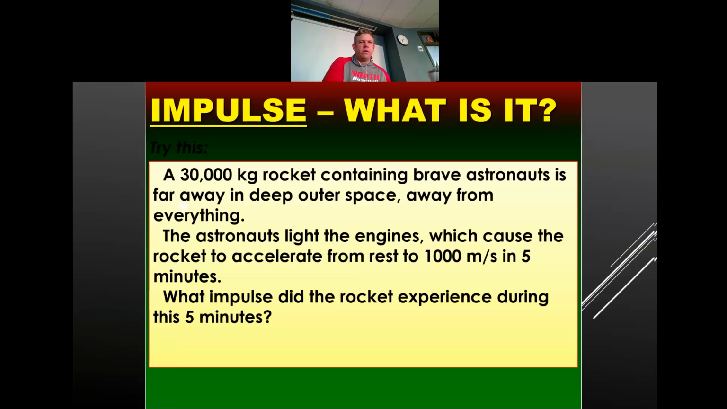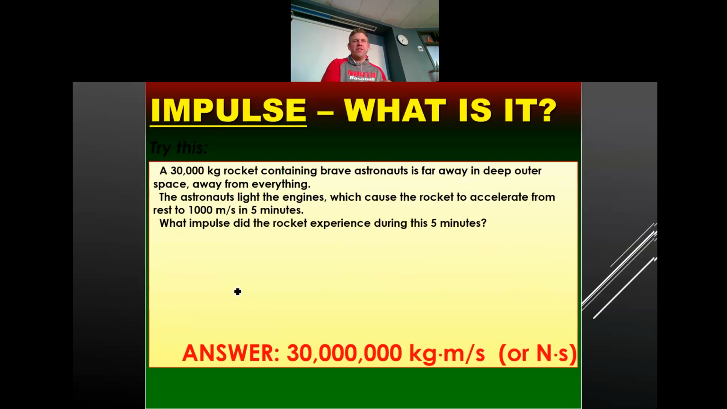Get my pen going here, right? Let's go here. So we've got 30,000 kilograms. We've got the word rest. We've got 1,000 meters per second, and we've got 5 minutes. All right. So once we see this, our impulse is going to be delta P, right?